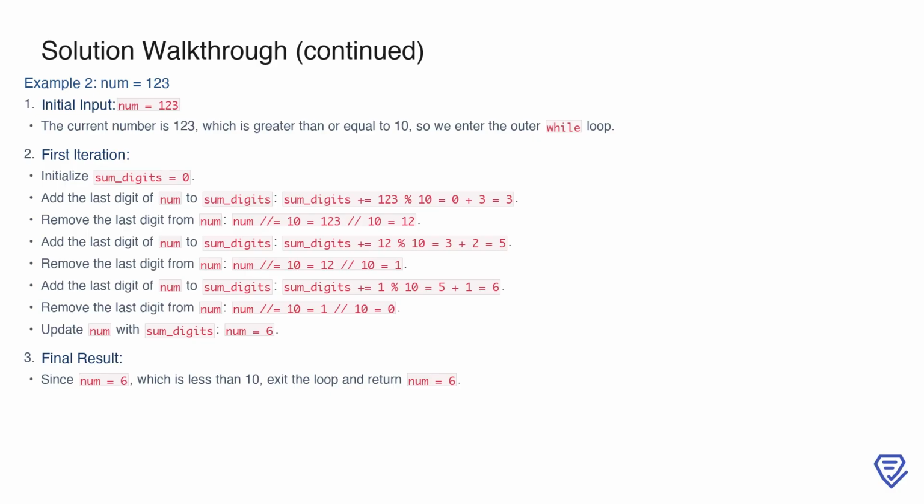Next, we add the last digit of 12, which is 2, to sum_digits, making it 5. Removing the last digit from 12 gives us 1. Finally, we add the last digit of 1 to sum_digits, resulting in 6. Removing this last digit leaves us with 0, so we exit the inner loop. We then update number to the value of sum_digits, which is now 6. Since 6 is less than 10, we exit the outer loop and return the result, which is 6.